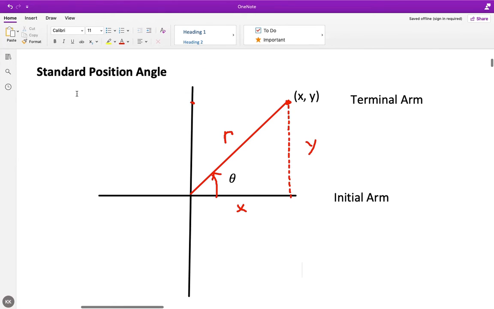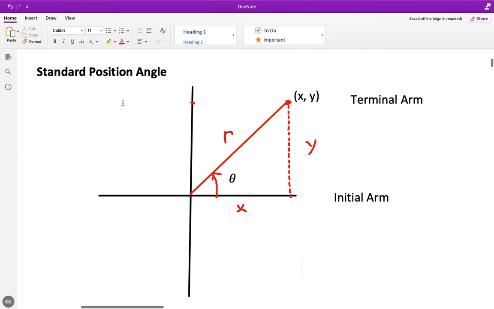The first thing you're going to learn is the standard position angle. When we calculate trig ratios for angles greater than 90 degrees, we need a coordinate system to do so. So what's the standard position angle?